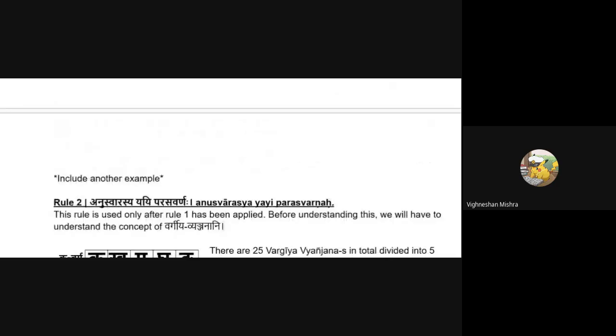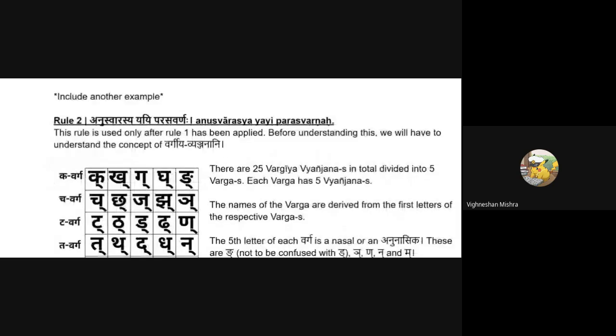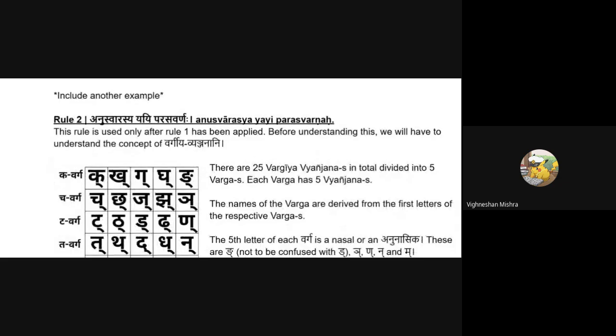Now, I wanted to include another example, so I've written here include another example, but I forgot to include it. So ignore this line. Next rule. Now that you have understood one rule, here is where things might get complex, and you might not remember it in just one go. But hang on with me. It will get easier with time. The second rule is called Anusvarasya Yai Parasavarnaha. This rule is used only after rule 1 has been applied. Please keep this in mind.